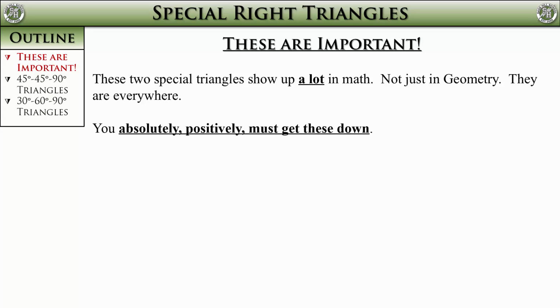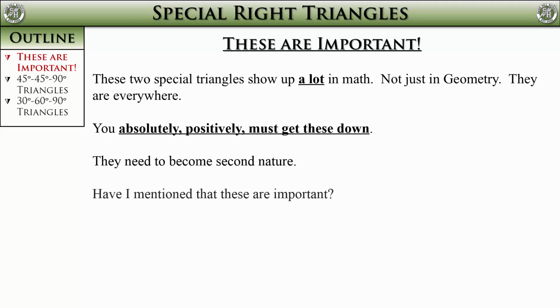You absolutely positively must get these down. Not just memorized where you kind of know it, not where you can agonize for a minute as the answer percolates up from the depths of your mind. They need to become second nature. You need to be able to whip them out as fast and with as little thinking as doing 7 times 9. Wait, can you whip out 7 times 9? Maybe I don't want to know. Have I mentioned that these are important?